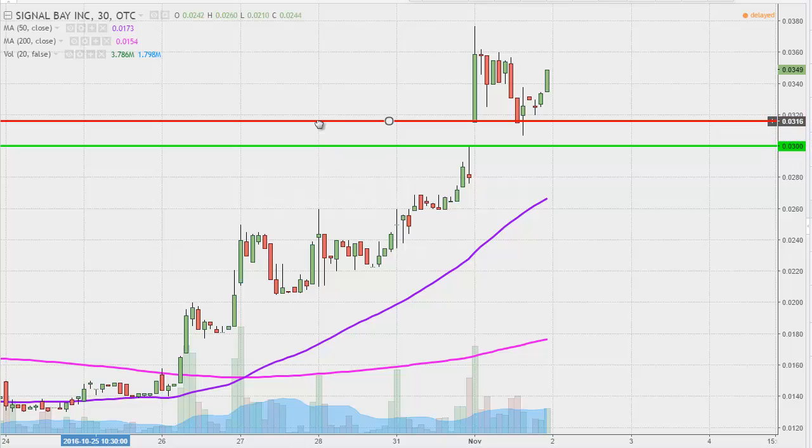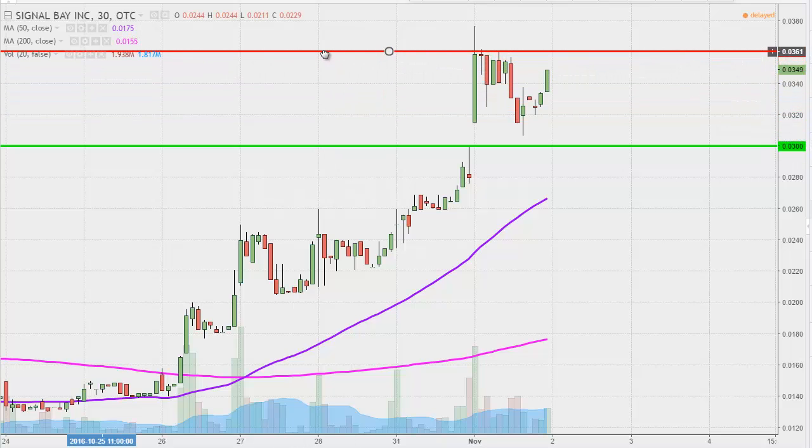First one is more of a shorter term one, and that's just right here at 0.036. The price did temporarily get up above it, but that didn't last very long. And then after the price fell below it, you can see it got rejected a couple of times there, then got rejected a little bit later. So 0.036 is going to be that initial area of resistance.